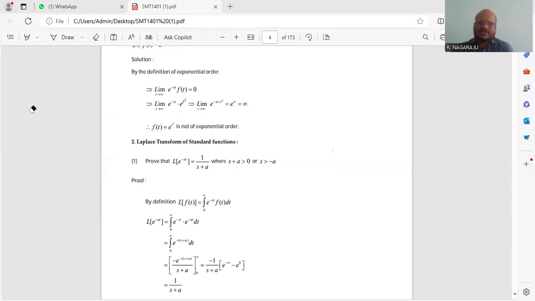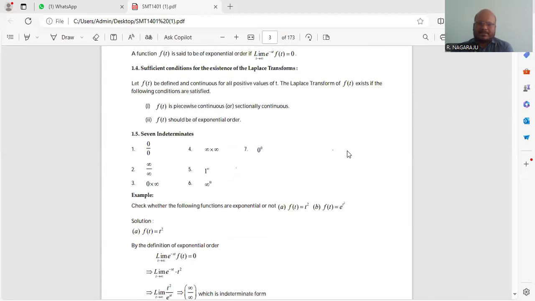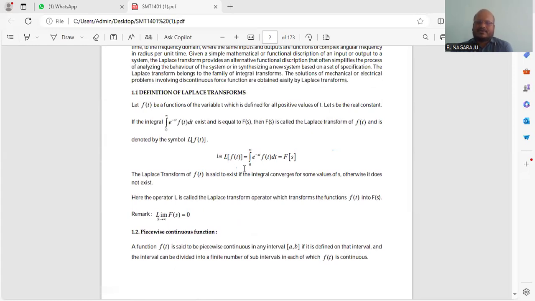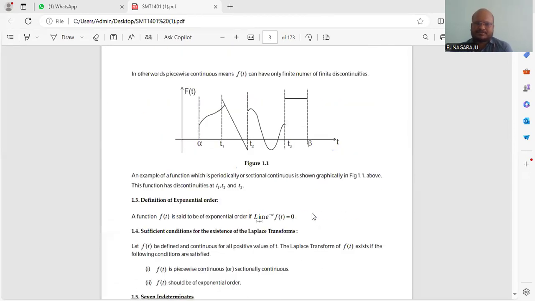The Laplace transformation definition is this one: L of f of t is equal to the integral from 0 to infinity of e power minus st into f of t dt, which is equal to F of s. Whatever function f of t is given, you have to integrate with respect to t in the interval of 0 to infinity. So here the first problem is there.